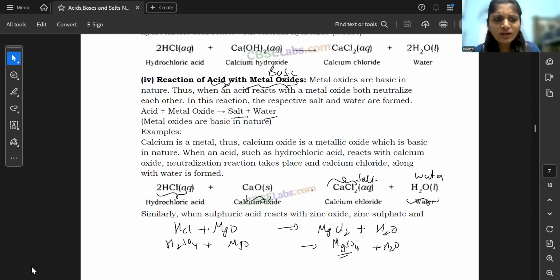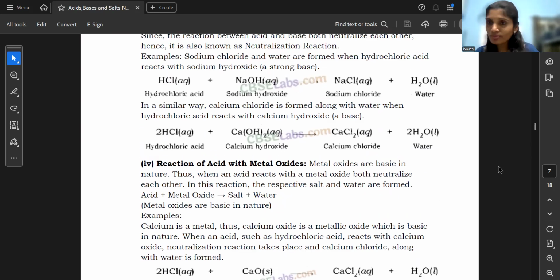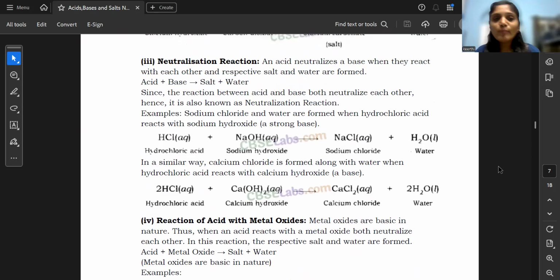Now you know what is neutralization reaction. With this, we will be done with the chemical properties of acids and bases, and the remaining part of the chapter, pH and everything, will be done in the next video.